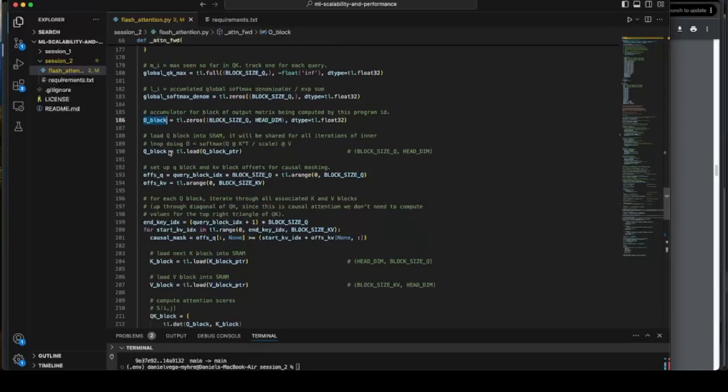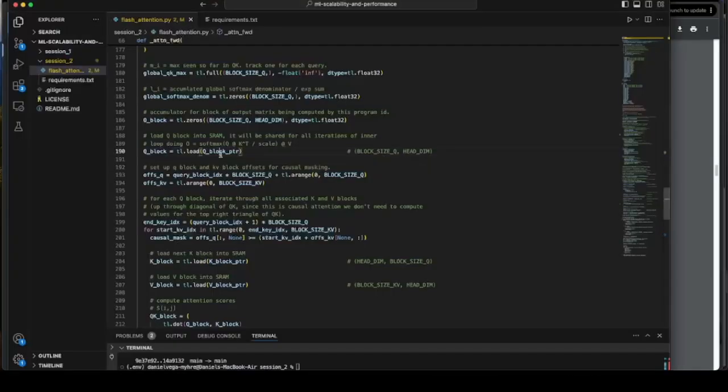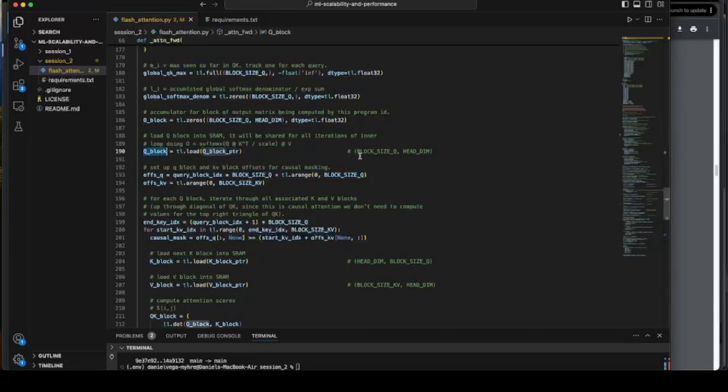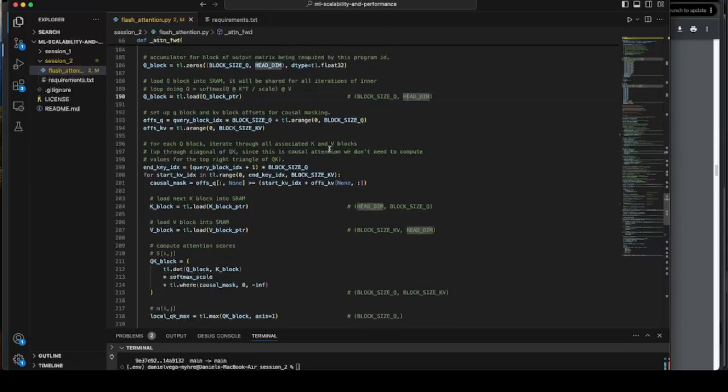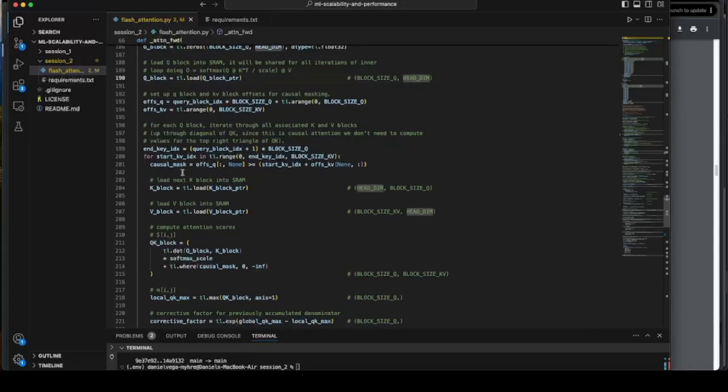And now we can start actually, it says load Q from HBM into SRAM. So that's what we do here. Using our Q block pointer, we are loading it into SRAM. And now we have this shape of block size Q by the head dimension, right? And so now we can enter our inner loop officially, and we're going to go through the key blocks and value blocks, but one at a time.